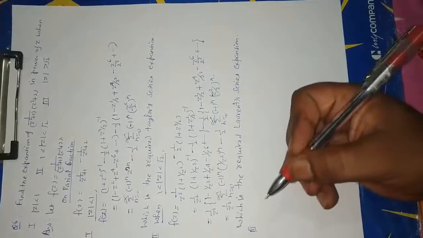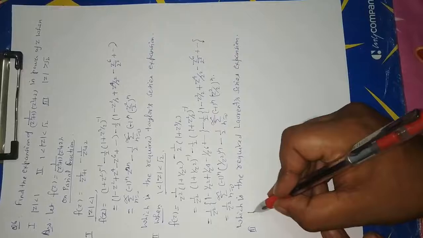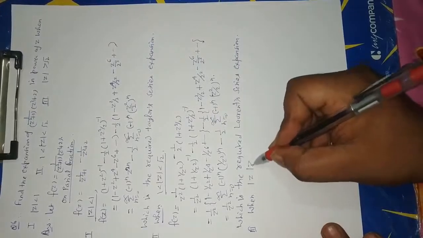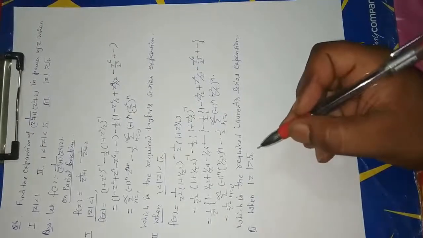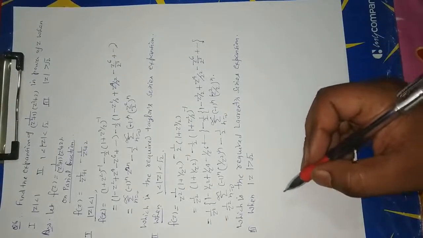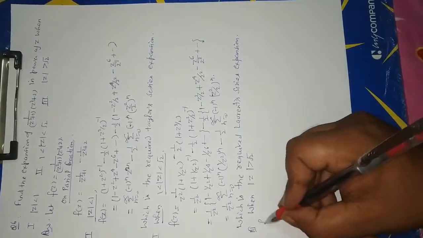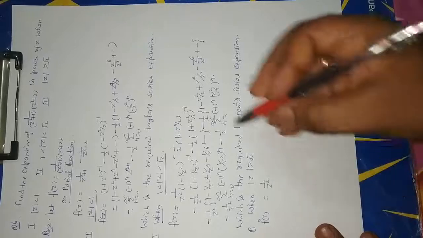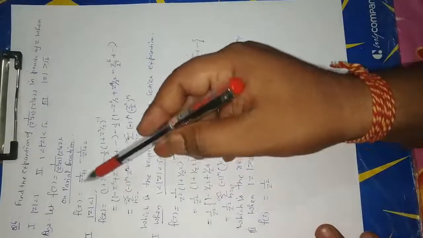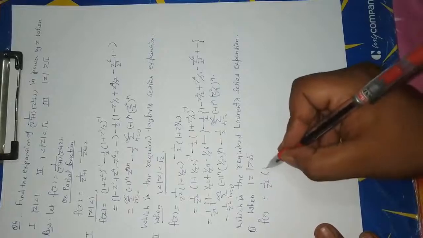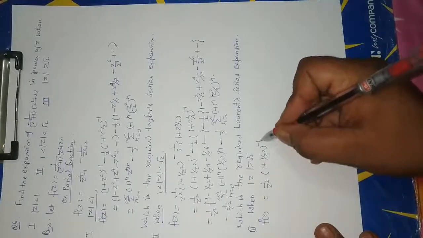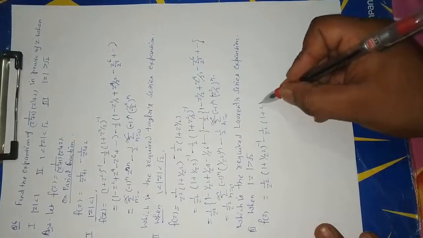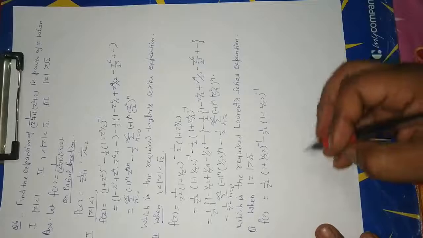Now third part, when modulus z is greater than under root 2, in the region the expansion of the function can be written as f(z) equal to z square is common in the f(z), (1 plus 1 upon z square) whole power minus 1 minus 1 upon z square, (1 plus 2 upon z square) whole power minus 1.